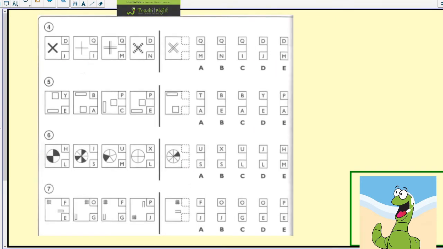Right, let's go through 4, 5, 6, and 7. So for question 4, the answer is E. For question 5, the answer is C. For question 6, the answer is A. And for question 7, the answer is D. Let's just run through and talk about why.